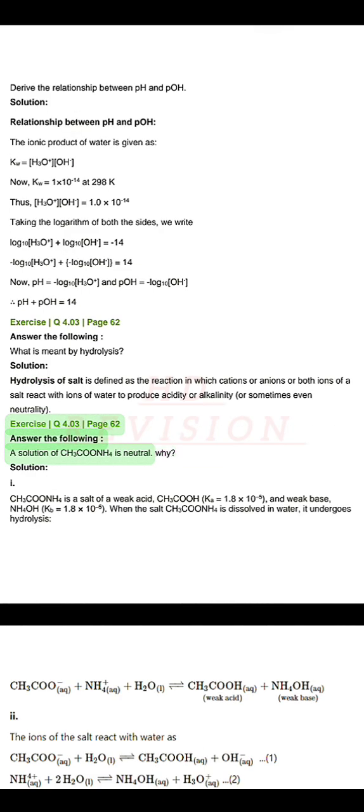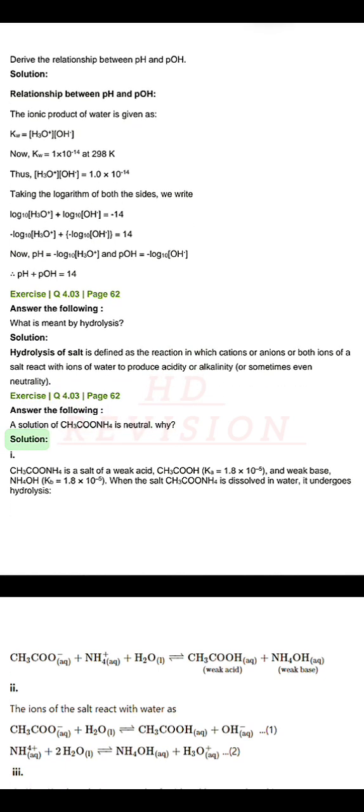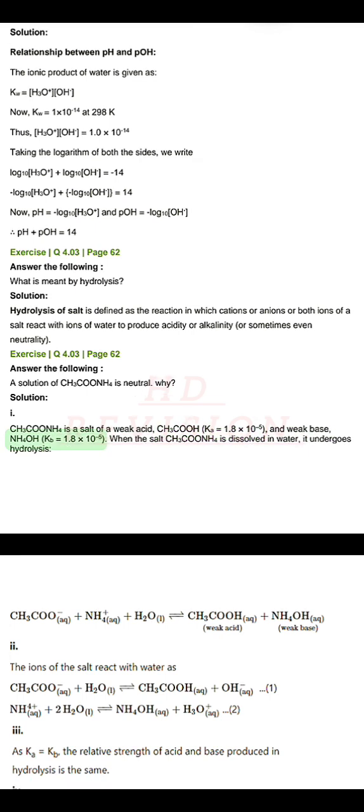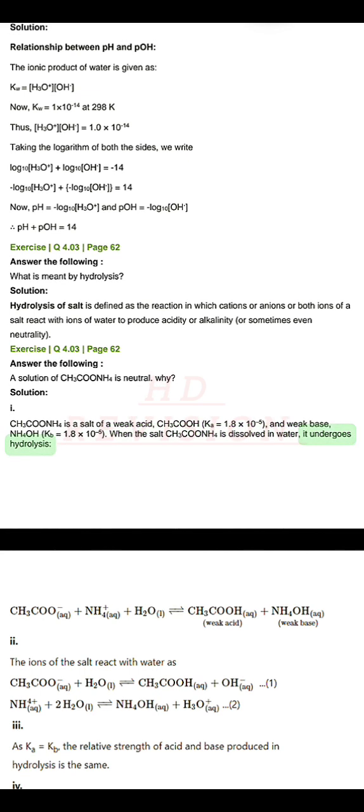Exercise Q 4.03, page 62. Answer the following. A solution of CH3COONH4 is neutral. Why? Solution. CH3COONH4 is a salt of a weak acid, CH3COOH, Ka = 1.8 × 10^-5, and a weak base, NH4OH, Kb = 1.8 × 10^-5. When the salt CH3COONH4 is dissolved in water, it undergoes hydrolysis.